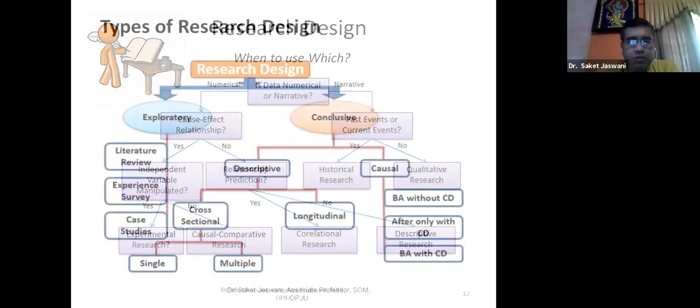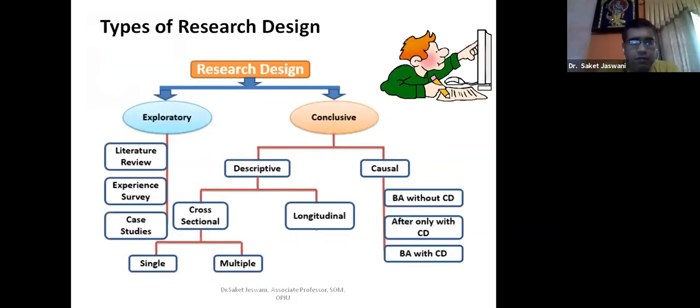As I said, exploratory research design is based on literature review, experience surveys, and case studies. Conclusive research design includes two: descriptive and causal research. Descriptive research is cross-sectional and longitudinal.